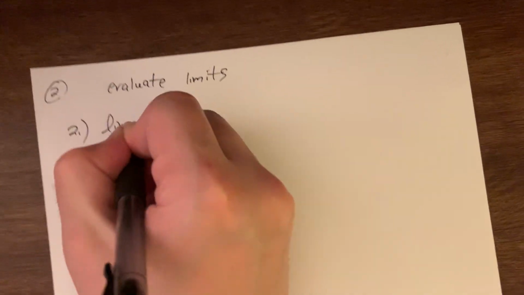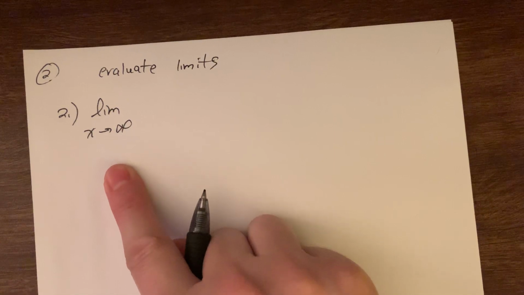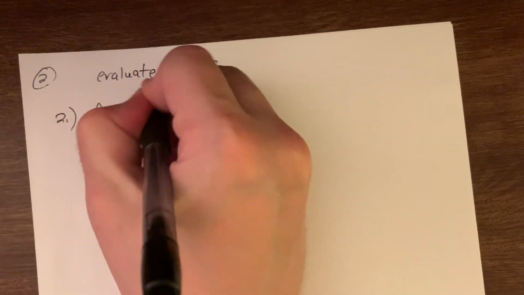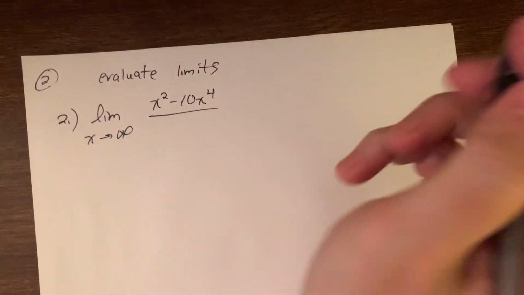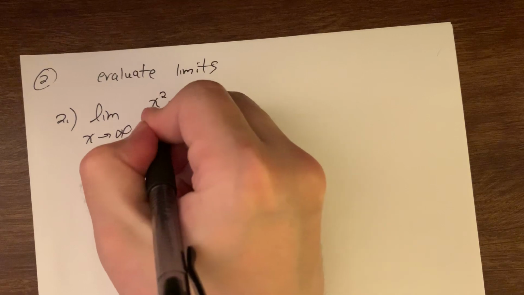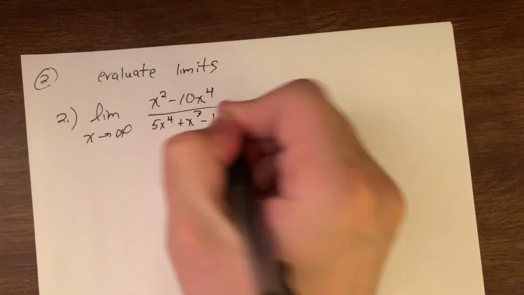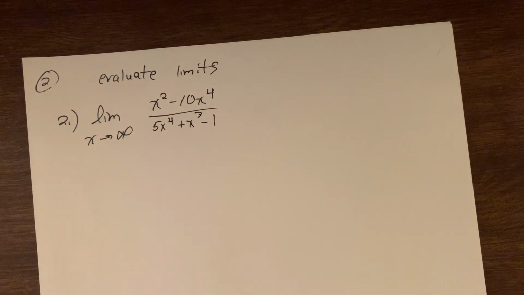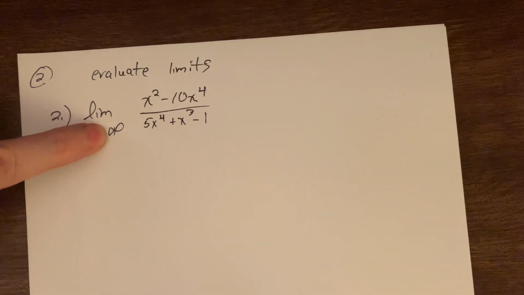And now let's take a look. The limit as x approaches infinity. And this time, let's look at x squared minus 10x to the fourth all over 5x to the fourth plus x cubed minus 1. X is approaching infinity. That is such a crucial piece, everybody.